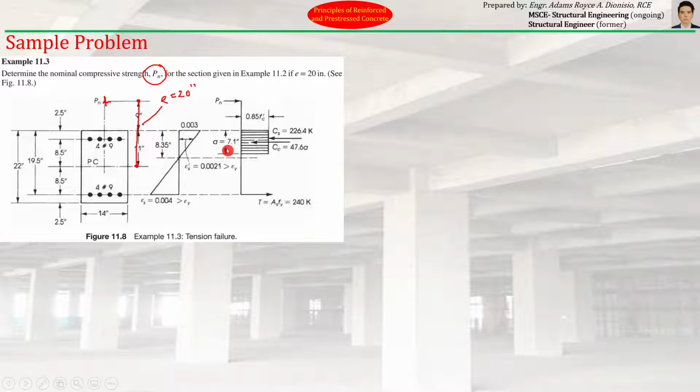Okay? Using the equations of equilibrium, yung summation of forces tsaka moment. But the problem there is, paano natin malalaman kung tension failure ba siya or compression failure or what? Kasi mahirap isolve to na hindi mo alam kung tension failure ba siya or compression failure ba siya. Although, for this particular example, nakalagay naman na tension failure siya. Pero, paano ba natin masasabi na tension failure siya?